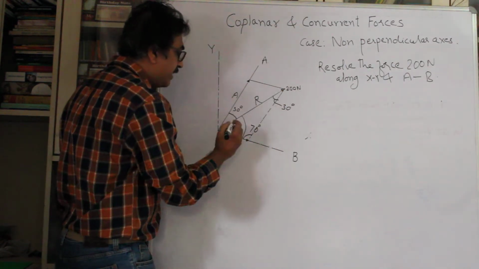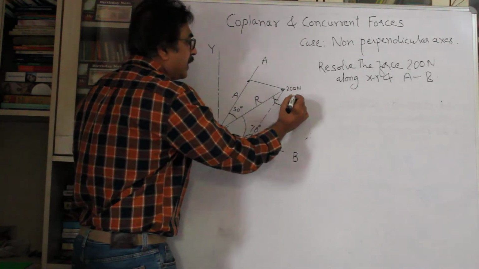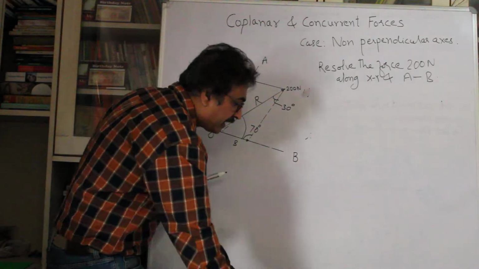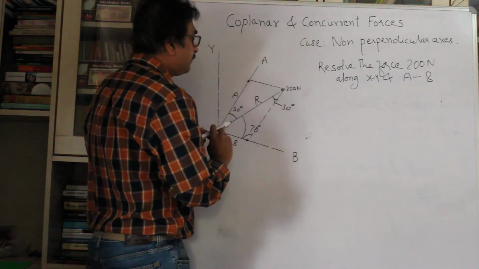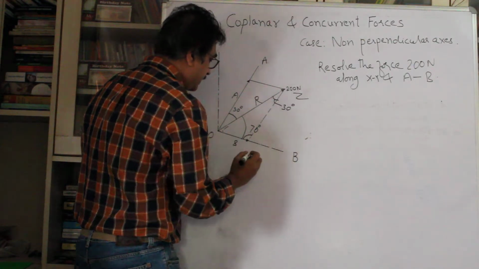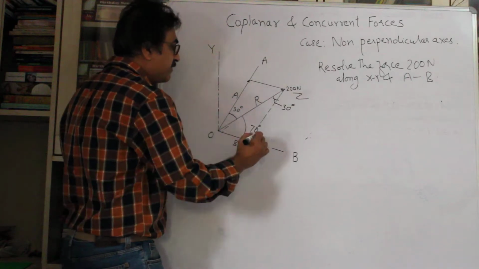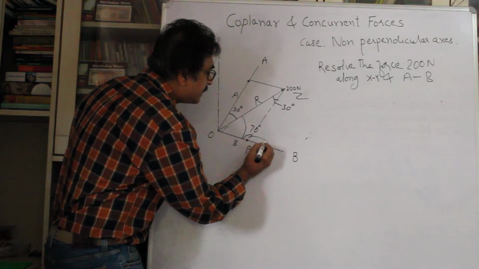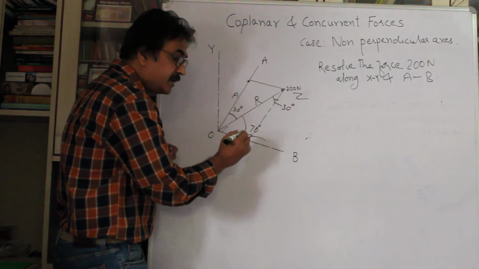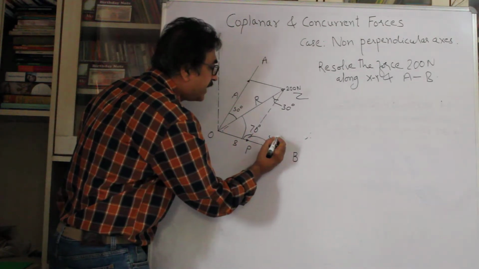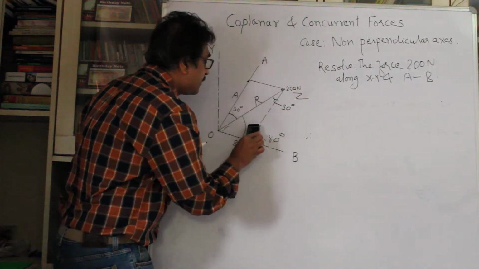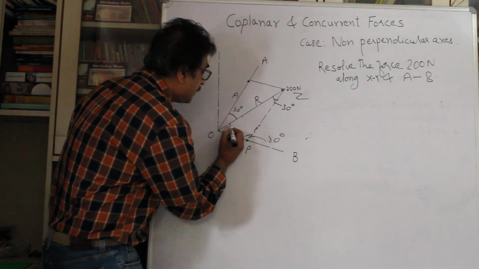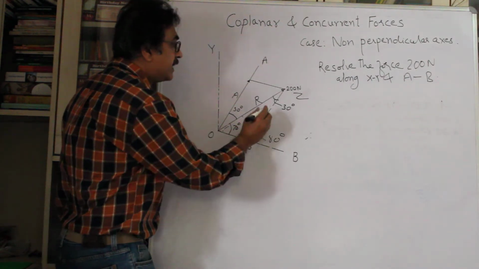Because this is a triangle, let's consider this triangle O, Z, P. We have this 70. This is 70 plus 30, so 180 minus 100. So this is 80 degrees, right? So let me make it simple. This angle is 70, this is 80, this is 30, right?